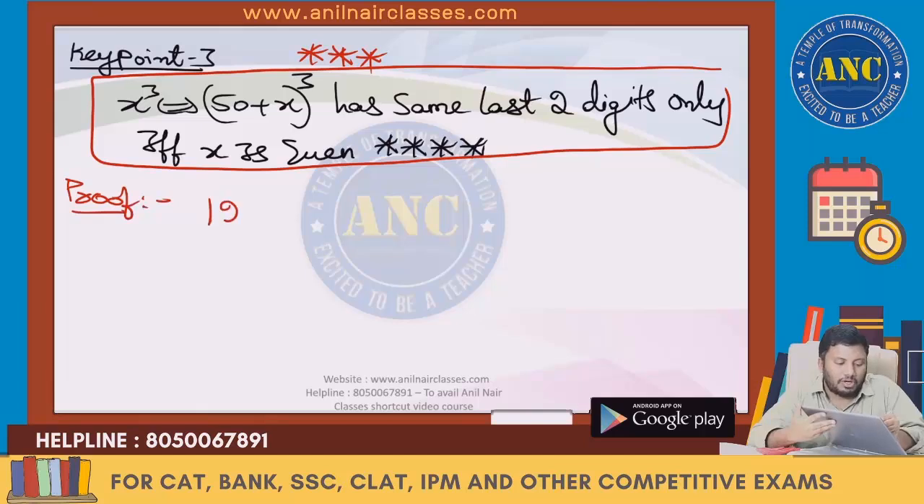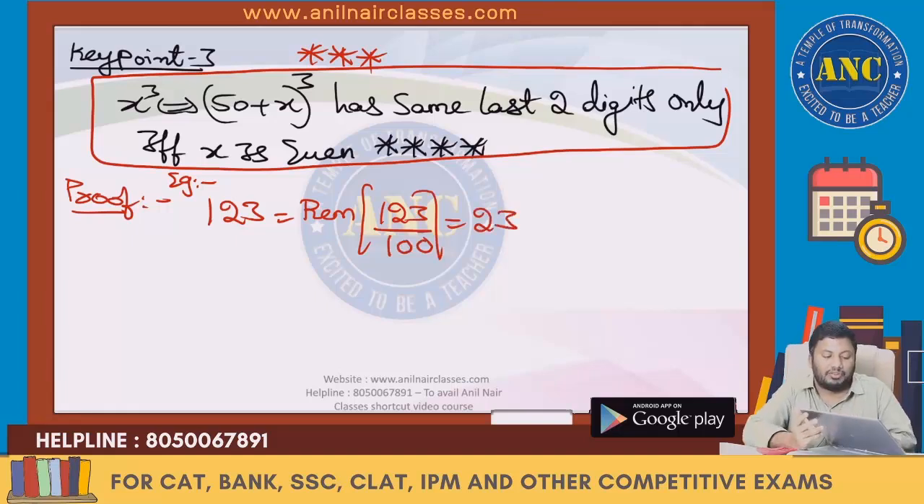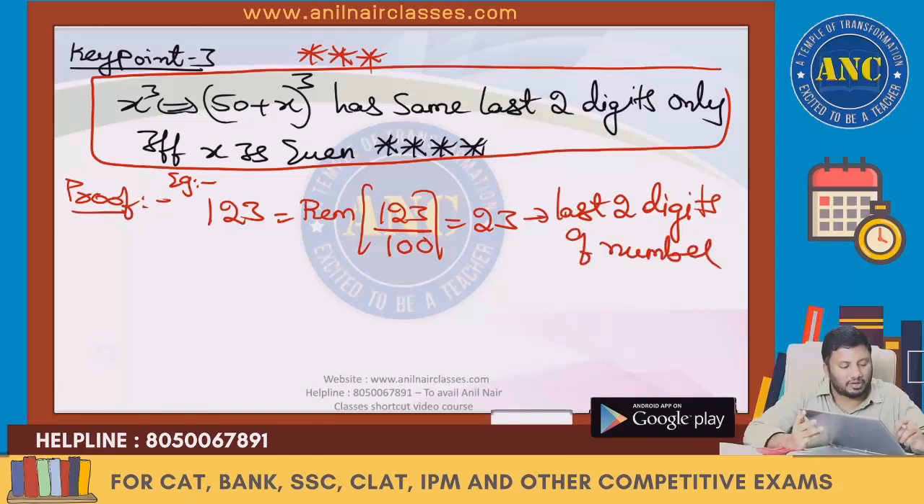If I take an example, 123. The remainder when you divide a number by 100: 100 ones are 100, remainder is 23. This is nothing but the last two digits of a number. The last two digits of 123 is 23, which is the remainder when you divide the number by 100.